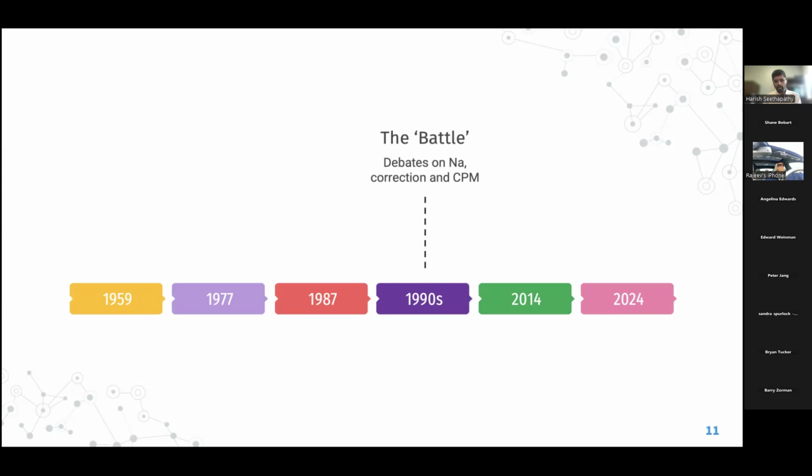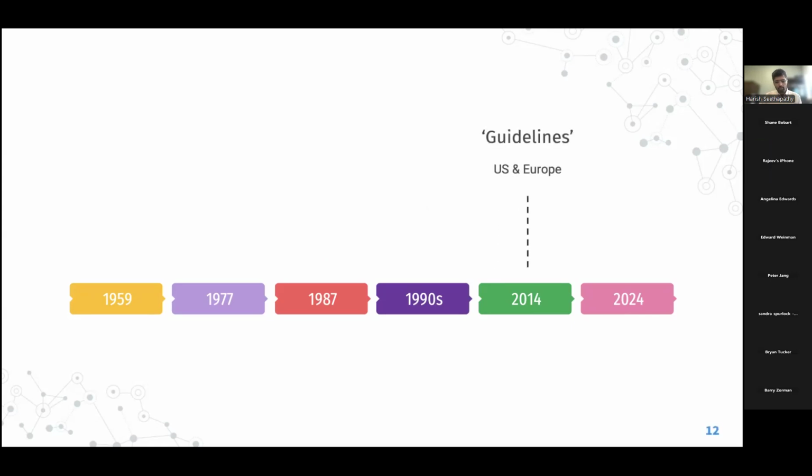And then, of course, you had the 1990s, which I termed the battle because there were a lot of debates on sodium correction, its relation to CPM, what the right correction rate should be, and so on and so forth. And then 25 years after that, we started practicing the way we do now. And that led to some guidelines, unofficial in the US, more official in Europe, because they were made by the Critical Care Association, the European Renal Association, and the Endocrine Society. And then after these, a couple of new studies have come in. Have they changed our understanding, or does the controversy still continue? I think that's going to be part of the discussion today.